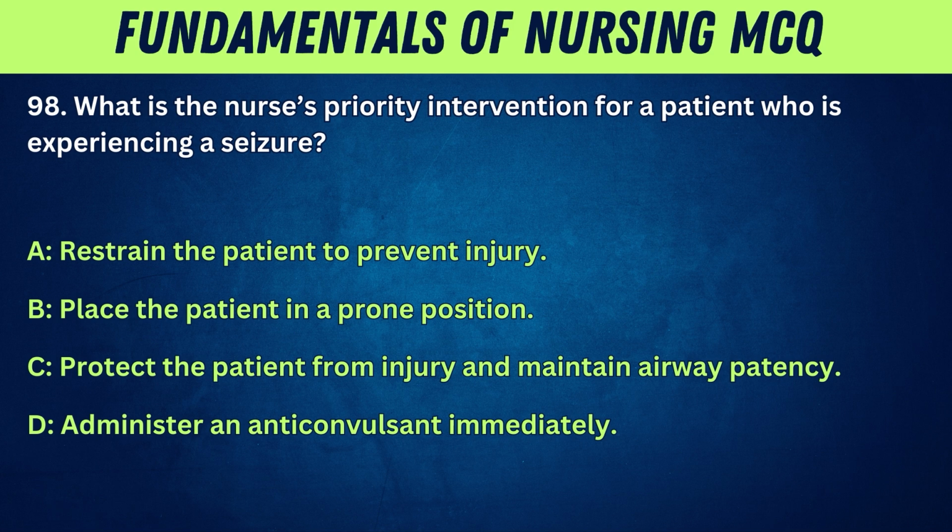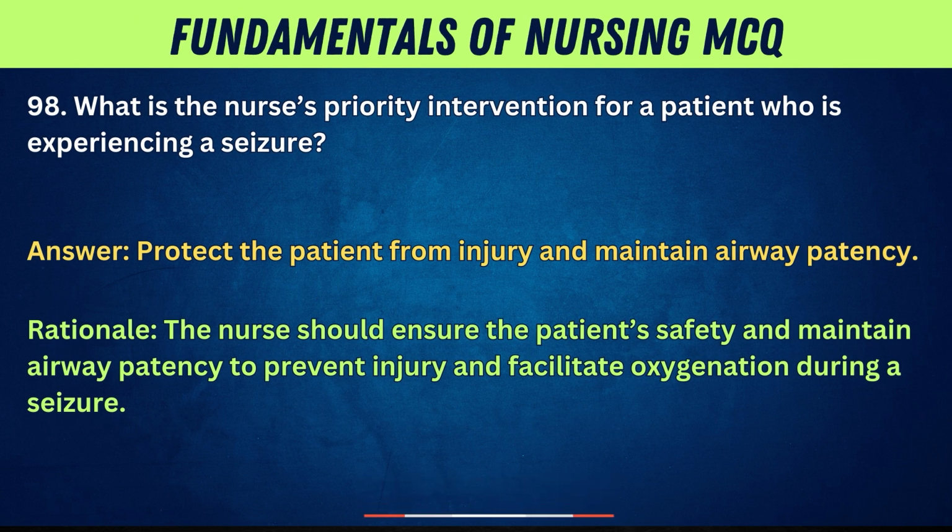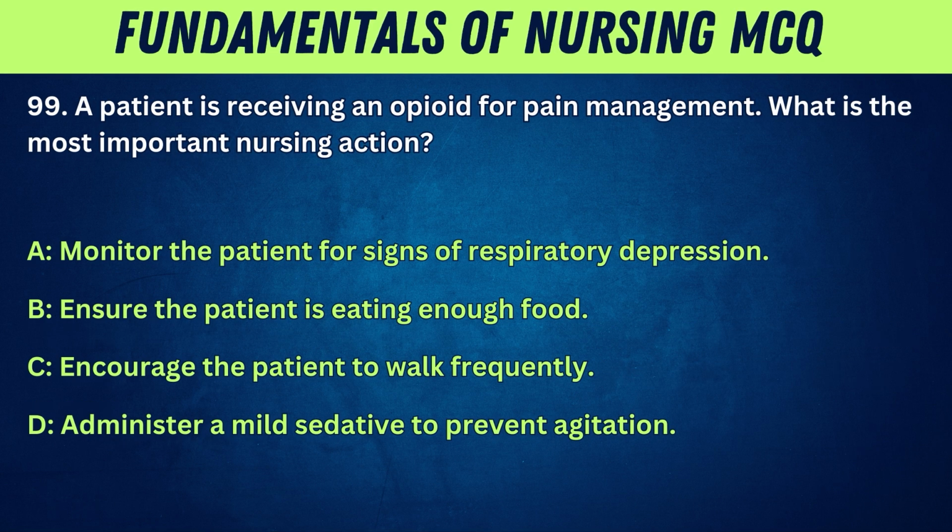98. What is the nurse's priority intervention for a patient who is experiencing a seizure? A. Restrain the patient to prevent injury. B. Place the patient in a prone position. C. Protect the patient from injury and maintain airway patency. D. Administer an anticonvulsant immediately. Answer: protect the patient from injury and maintain airway patency. Rationale: the nurse should ensure the patient's safety and maintain airway patency to prevent injury and facilitate oxygenation during a seizure.